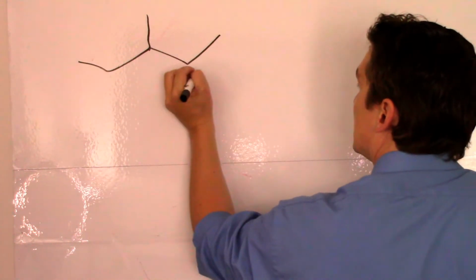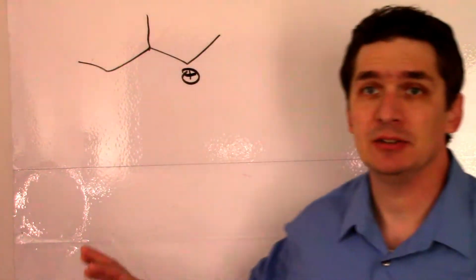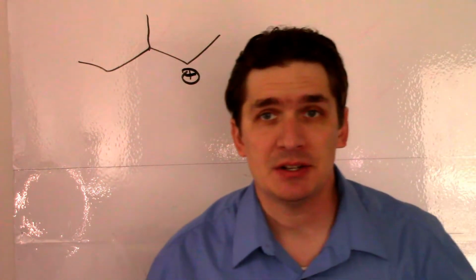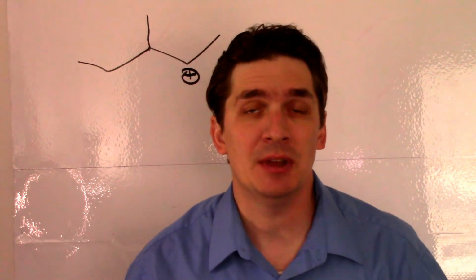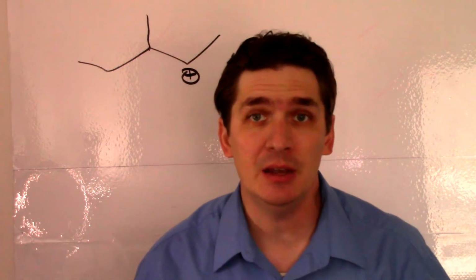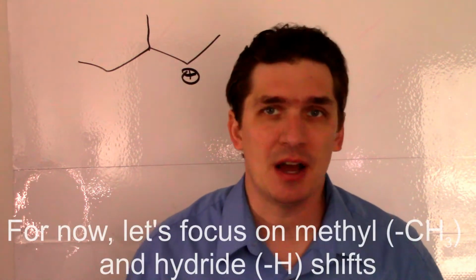So let's say we have this compound here. So we have 3-methylpentane and we have a carbocation located on the second carbon. And we want to ask ourselves, does carbocation rearrangement occur? And if it happens, is it a methyl shift or a hydride shift? And we typically focus on these because they're the simplest and the easiest to see, and they're pretty common.